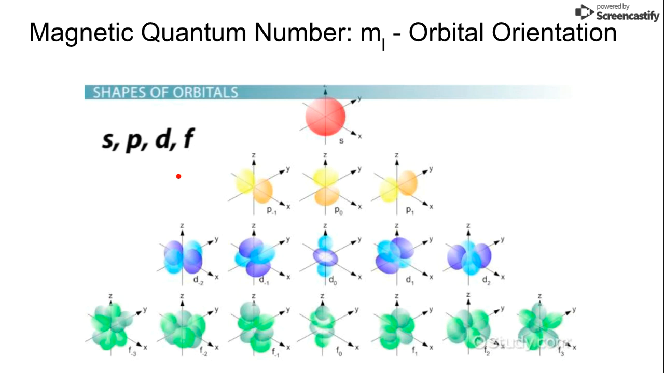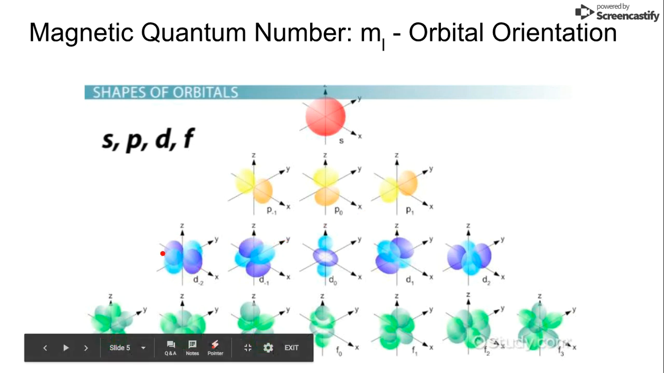And there's only one orientation. A sphere, if you turn it around, it's still a sphere. There's no different way to orient it. Now, the l value of 1 is a p orbital, and it can have m sub l values of -1, 0, and 1. So in some ways, it's defining that we can have 3 p orbitals in any given energy level.